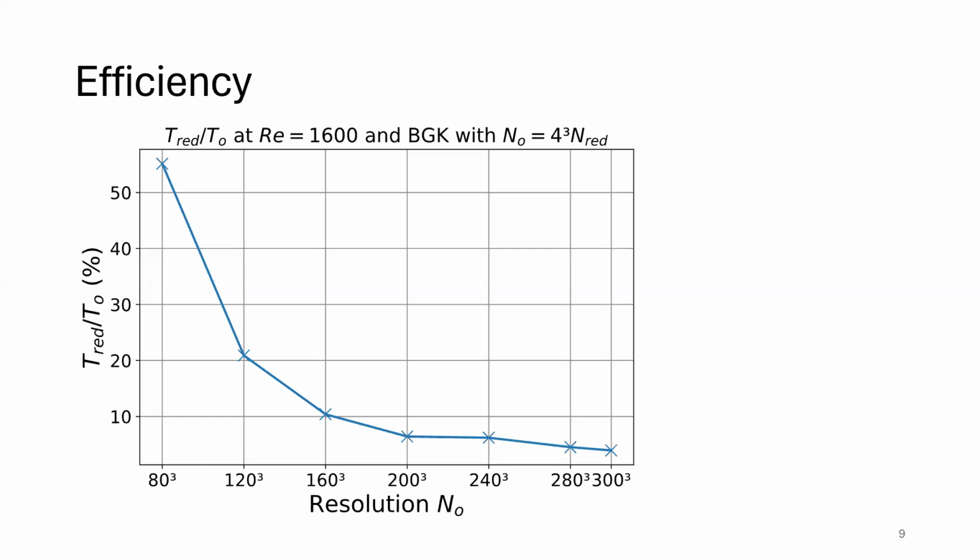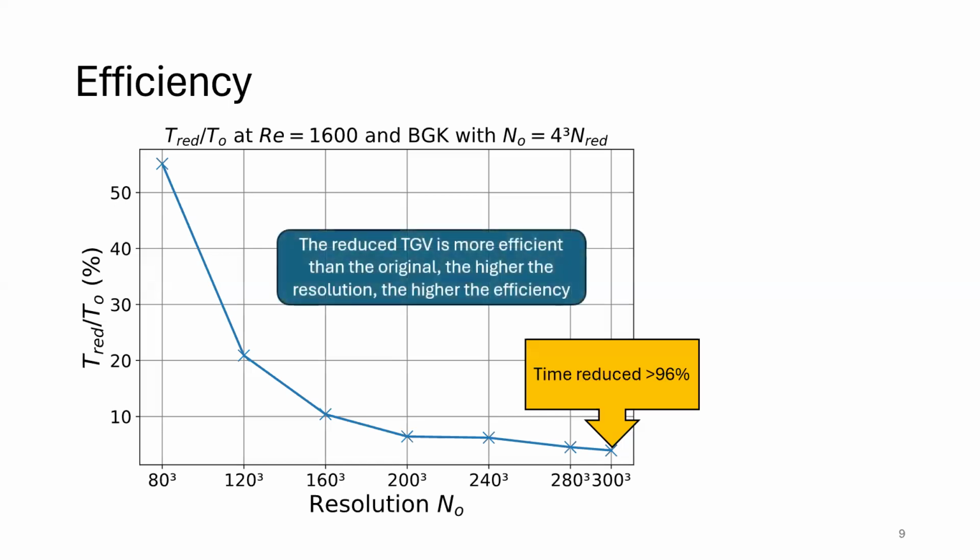In low resolution numbers, like here 80 to the power of 3, we got a time reduction of like 45%. We need about 55% of the time of the original Taylor-Green vortex. But if we go further in the resolution, the fractional time is going lower and lower and lower. And at the end, right here, which is the maximum 300 to the power of 3, we could reduce the time over 69%. So at the end of the day, the higher the resolution, the higher the efficiency.